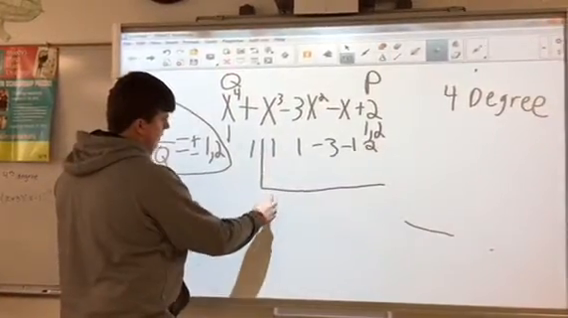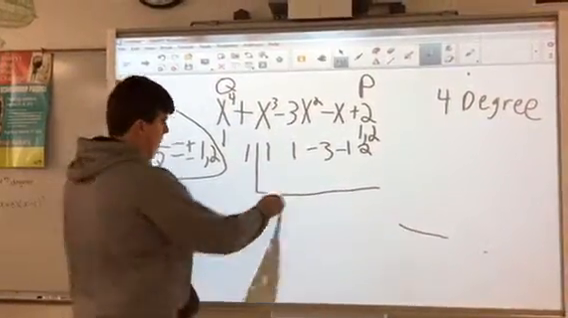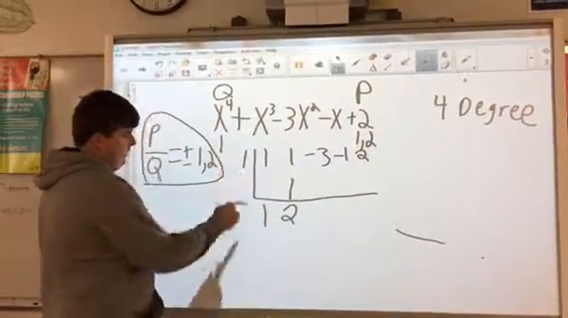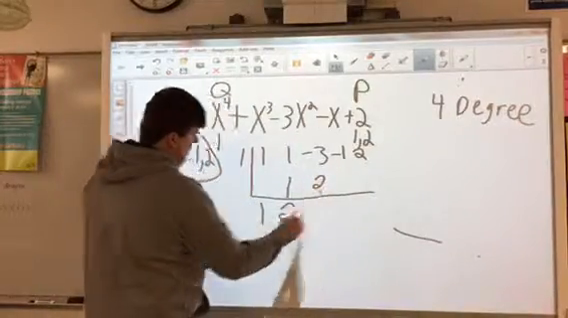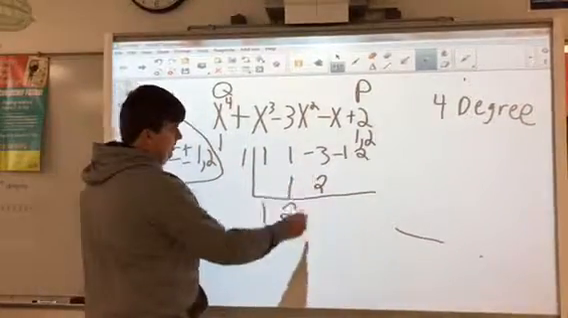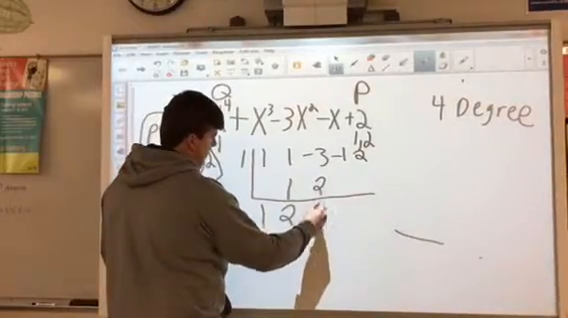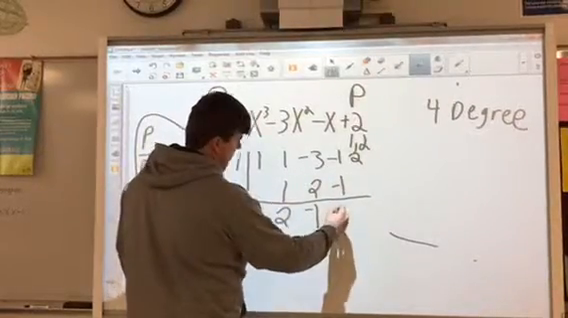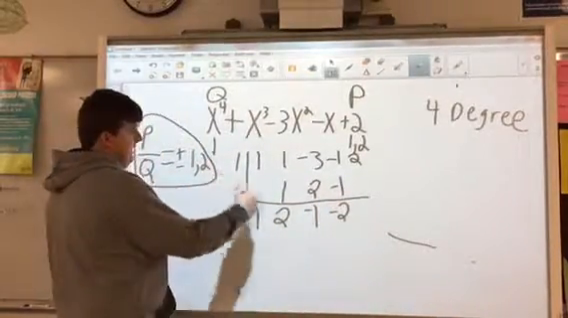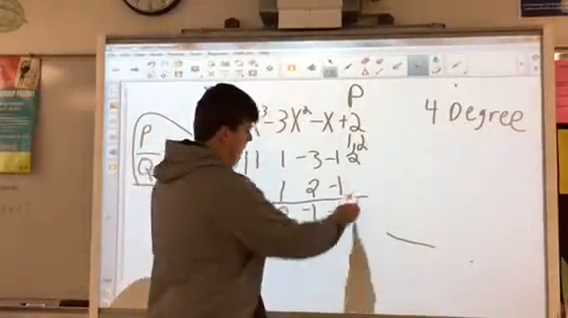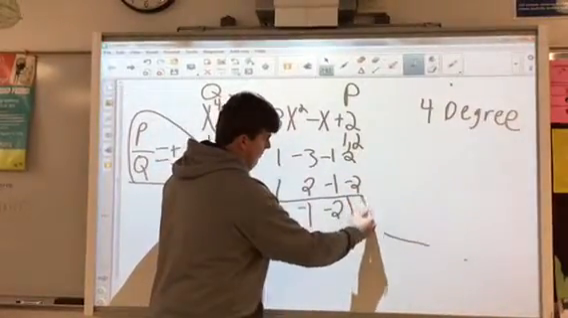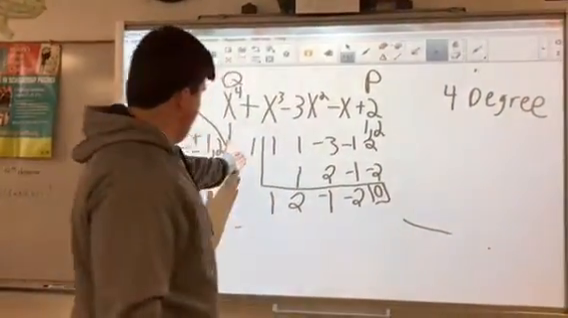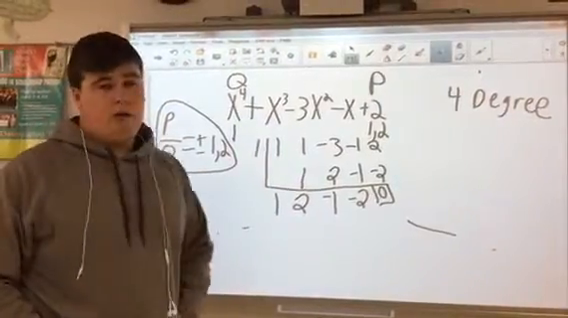So we're going to bring our 1 down and multiply 1 by 1, and that equals 1. So 1 plus 1 equals 2. Okay, 1 times 2 equals 2. So we're adding together, same thing. So that's going to equal -1. So 1 times -1 is -1, and that equals -2. So then 1 times -2, that's going to equal -2 right here, and that equals 0. So since that equals 0, that means that 1 is a 0 to our equation.